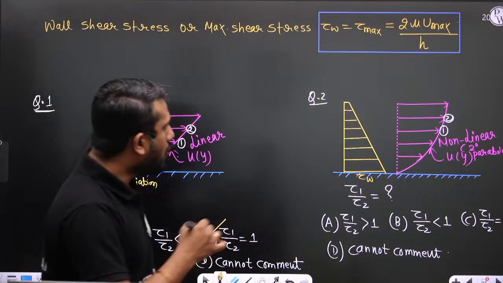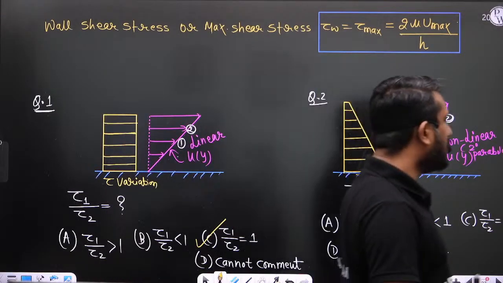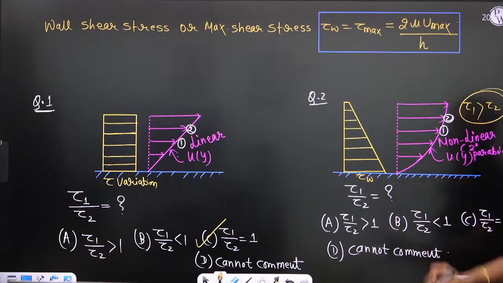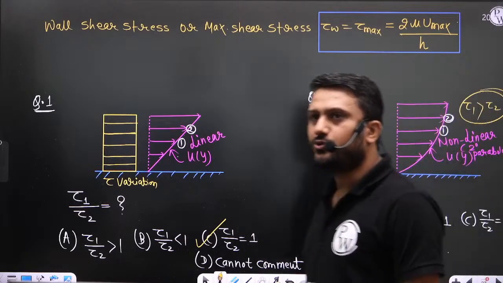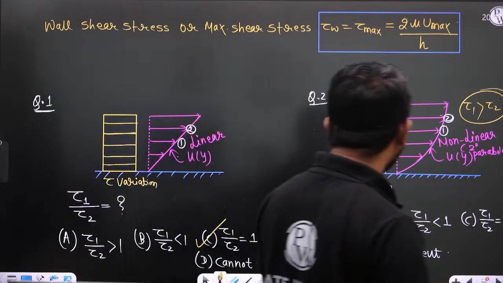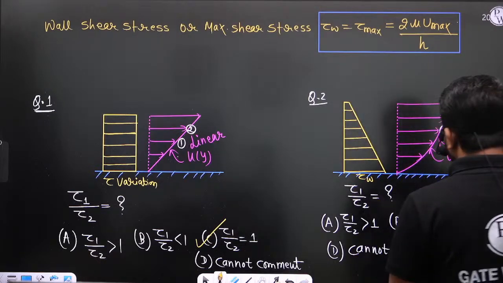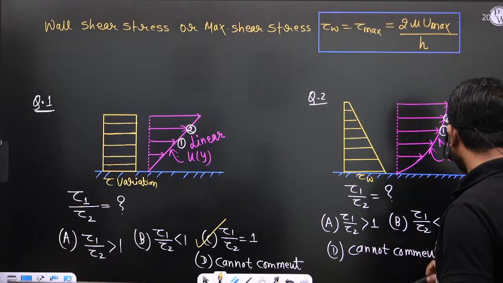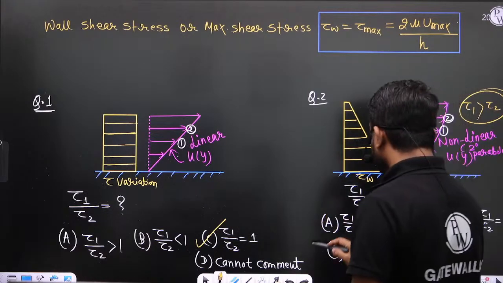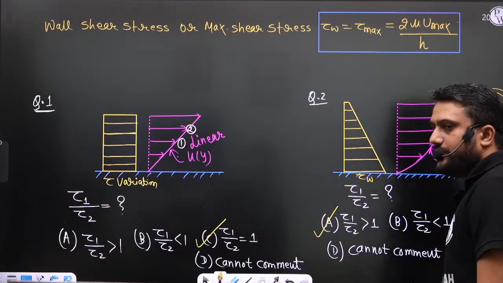Now, what is my question? What is the ratio of tau 1 by tau 2? Obviously, in this case, tau 1 is greater than tau 2, and so the ratio tau 1 to tau 2 is greater than 1. So what is the correct answer? The correct answer is A.